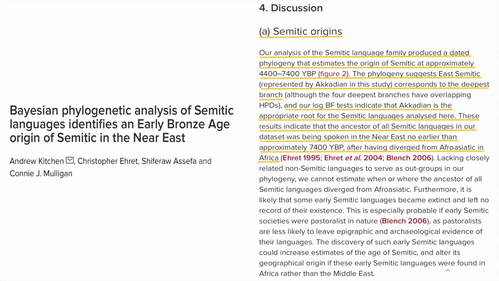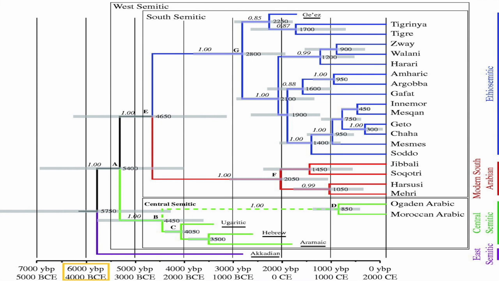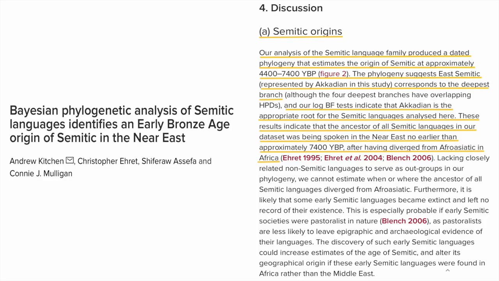Semitic origins. Our analysis of the Semitic language family produced a dated phylogeny that estimates the origin of Semitic at approximately 4,400 through 7,400 YBP. The phylogeny suggests East Semitic, represented by Akkadian in the study, corresponds to the deepest branch. And our log BF tests indicate that Akkadian is the appropriate root for the Semitic languages analyzed here. These results indicate that the ancestor of all Semitic languages in our dataset was being spoken in the Near East no earlier than approximately 7,400 YBP after having diverged from Afro-Asiatic in Africa.